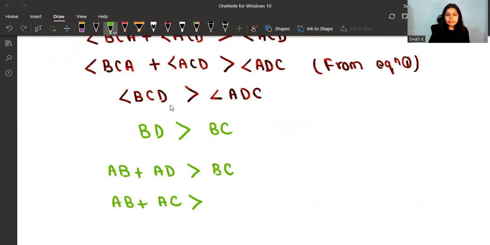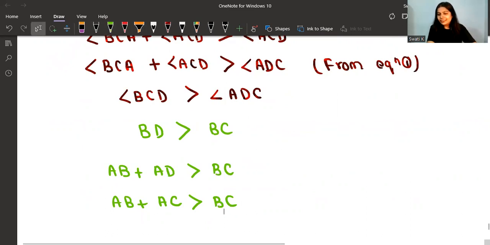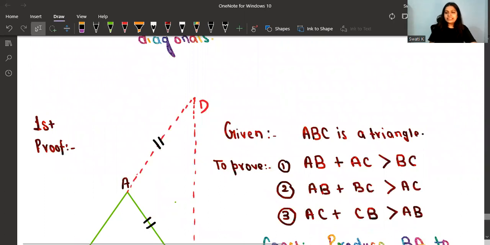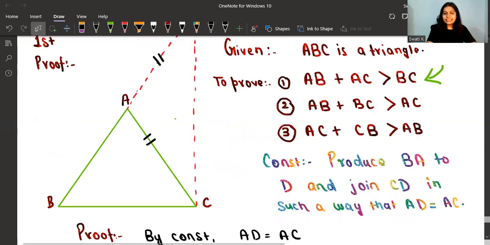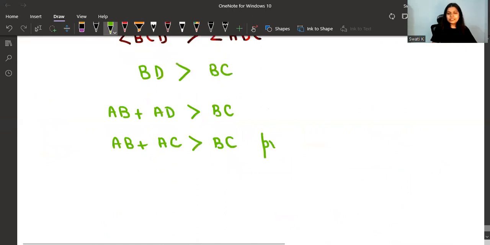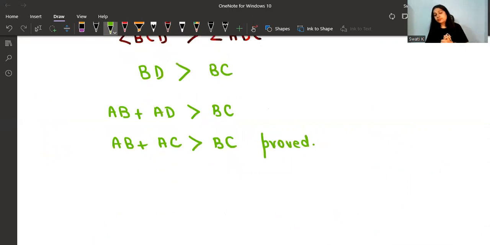So yes, we got AB plus AC greater than BC. Don't you think that we got our required result? We wanted to prove AB plus AC greater than BC, and we got it. So because we got AB plus AC greater than BC, we can write down proved, because this is what we wanted to prove.